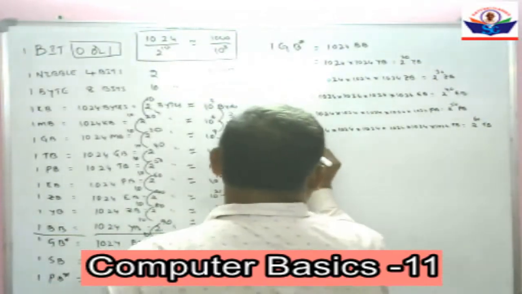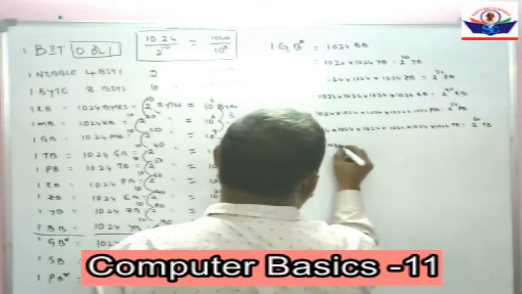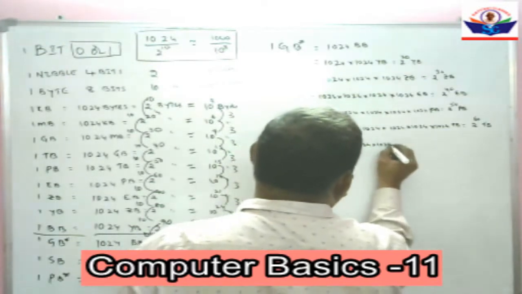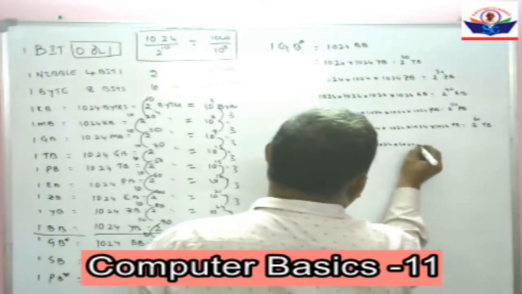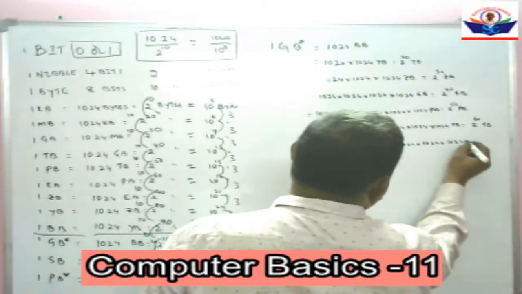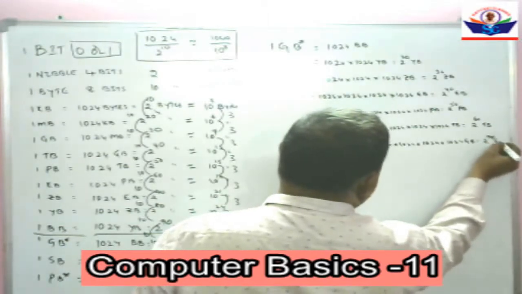Again, it is equal to 1024 into 1024 into 1024 into 1024 into 1024 into 1024 into 1024 gigabytes. That is equal to 2 to the power of 70 gigabytes.